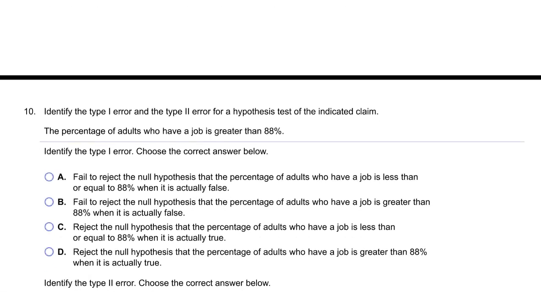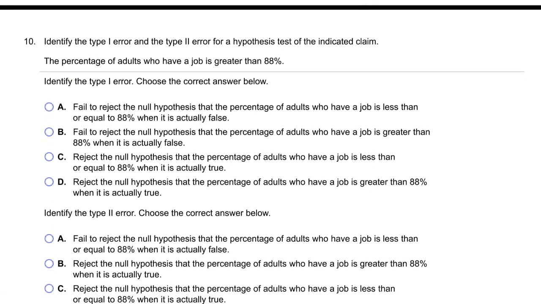Let's try another one of those. Type 1 and type 2 error. We should always take a look at what our situation is via the hypothesis test. Percentage of adults who have a job is greater than 88. So that'll be P greater than 0.88. That has to be the alternative because it does not have the equals. The null is P less than or equal to 0.88. And this one is the claim here.